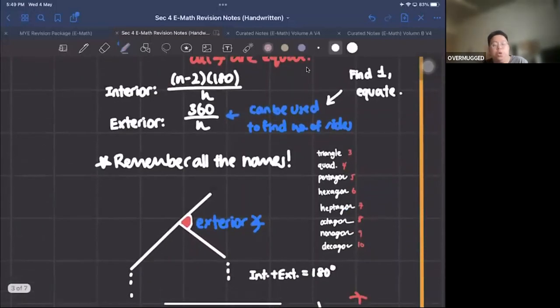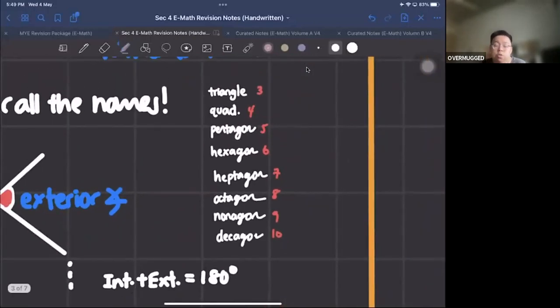Also, please remember all the names. There are questions where they don't give you the diagram, and if you forget the names, then too bad. So please remember and memorize all the way from 3 to 10 sides. If you're interested, there's actually a list from 3 to 999, but that one is very far away, not in your syllabus. But if you're interested, there are many names out there.